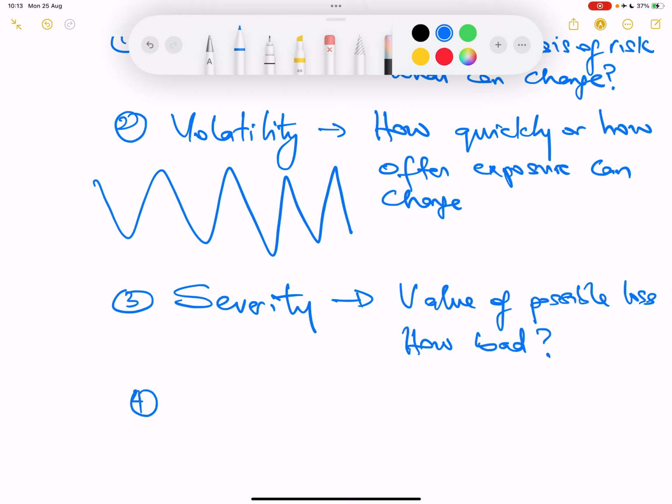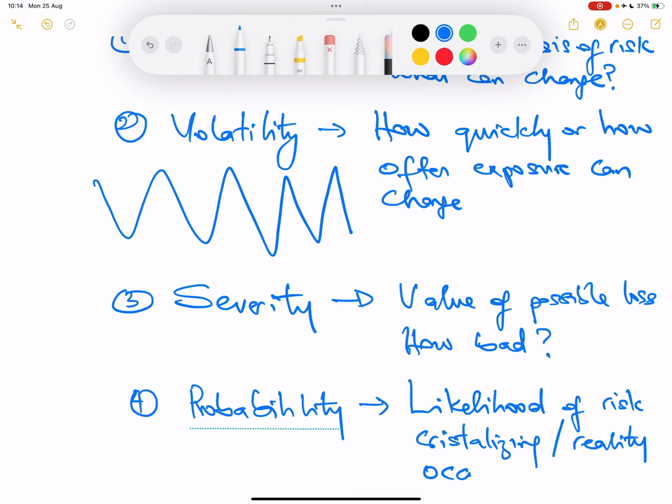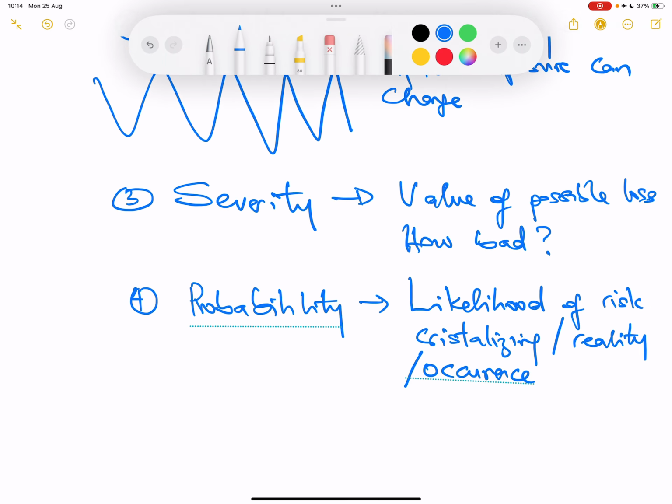Then we have probability. Probability is looking at the likelihood that the risk will crystallize. So this is about the likelihood of risk crystallizing, like that is becoming reality. Or you call it occurrence, likelihood of occurrence. So that's probability. Very important.